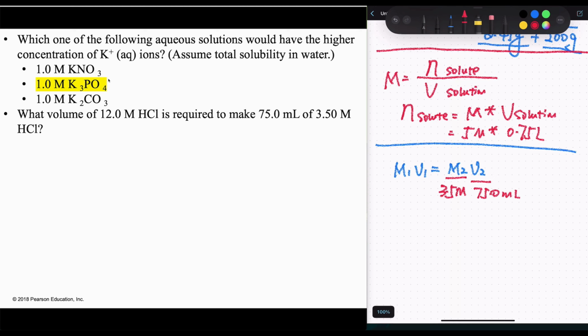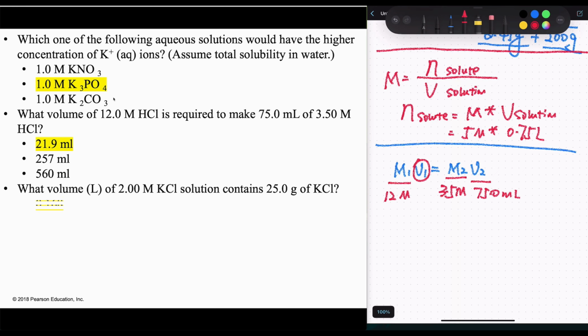We also know the M1. M1 is 12 molar. So what will be the V1? V1 will just be M2 multiplied by V2 divided by M1. That is quite straightforward, and the correct answer would be 21.9 milliliter. Okay.